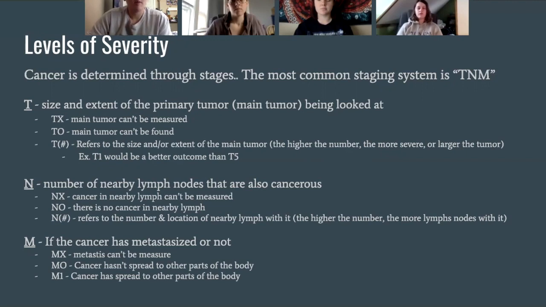And then M is whether the cancer has metastasized or not. MX means the metastasis can't be measured. So for some reason they can't get in there, they can't see it all. M0 means the cancer hasn't spread to any other part of the body. And then M1 means the cancer has spread to other parts of the body. So you would see T with a number, then N with a number, and then M with a number after it, all together.